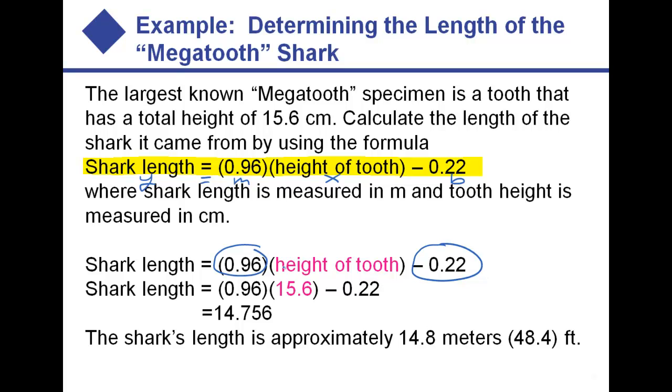So that just means if the height of the tooth were 0, right? If we plugged a 0 into this, the answer would be negative 22, or the length of the shark would be negative 22, which is kind of silly. And that's because these are now functions modeling real world things, so they might not necessarily work for all values of x, right? They're only going to be accurate over a certain interval. With this particular example, with the 15.6 centimeter tooth, when we plug that in, we get a shark that is almost 50 feet long.